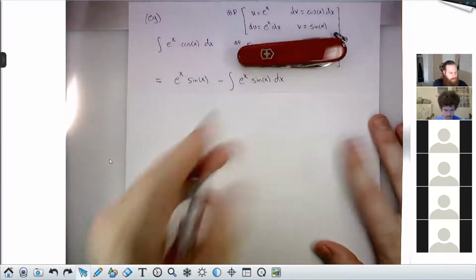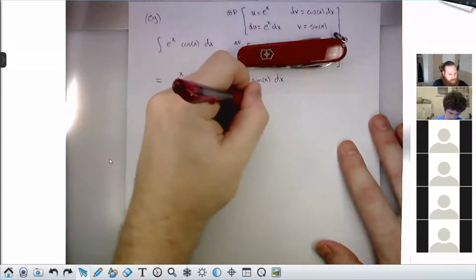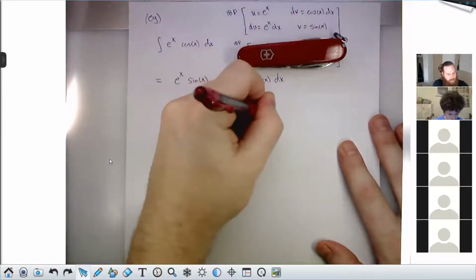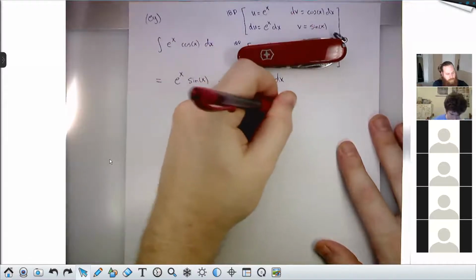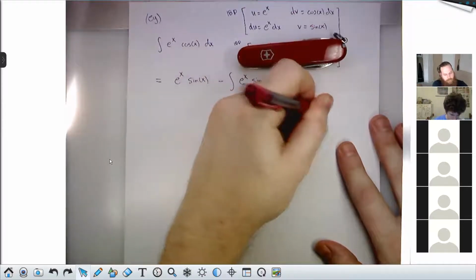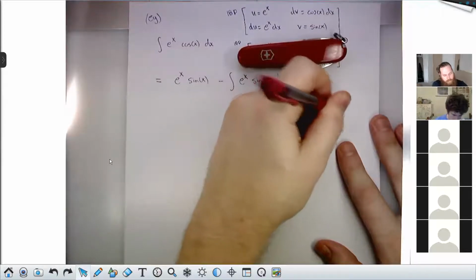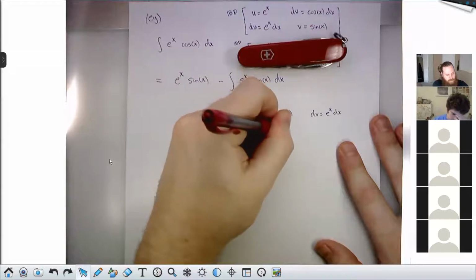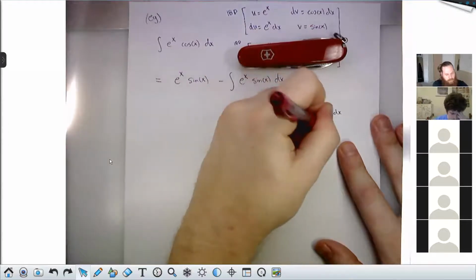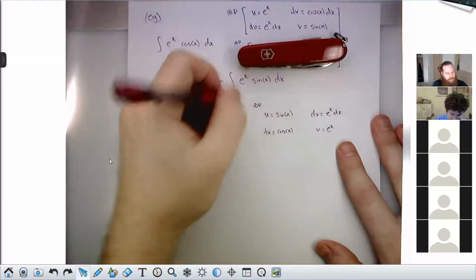I need to run integration by parts again. So I set up my second IBP, only this time I don't follow the LIPET rule. I mess up and I say, okay, I'm going to do it like this. Why not? No one can stop me. du, the derivative of sine, well, that's cos x. v, the integral of e to the x is e to the x.